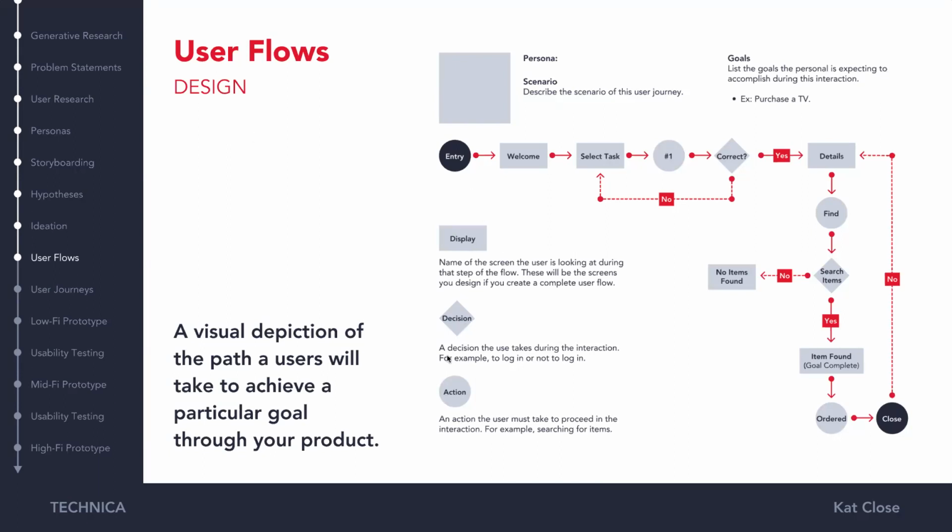And it uses different shapes to depict pages of your platform, to depict decisions the user has to make, and to depict yes/no scenarios about how they will proceed. It shows their actions and it shows what direction they're moving through arrows. So this is an example of what one of them looks like.